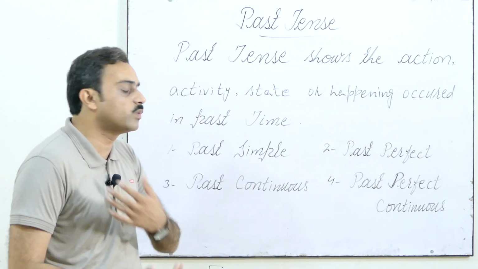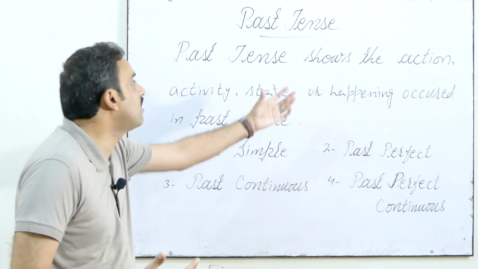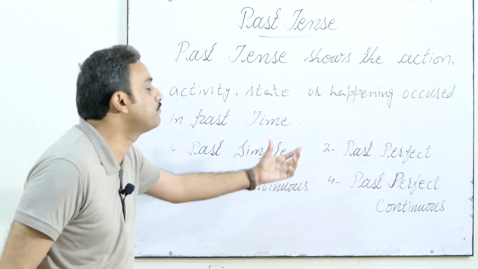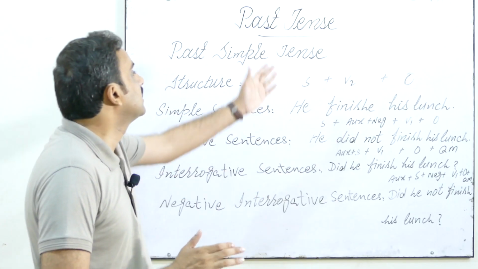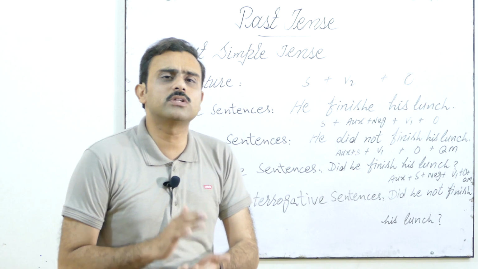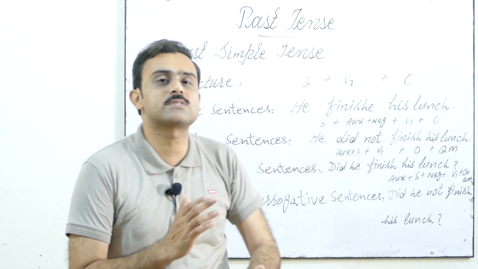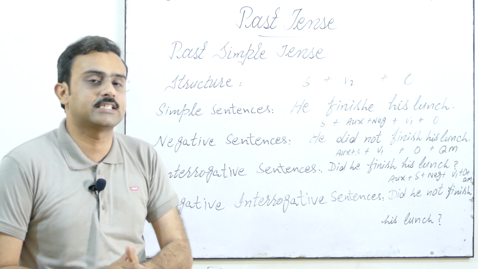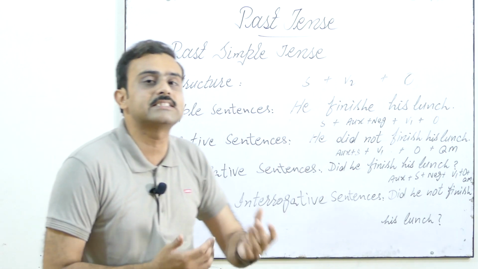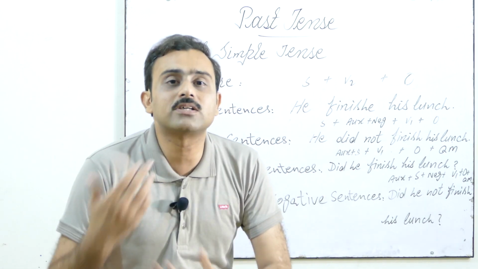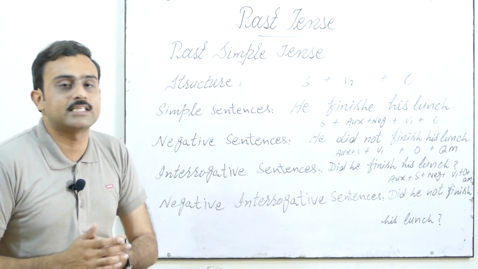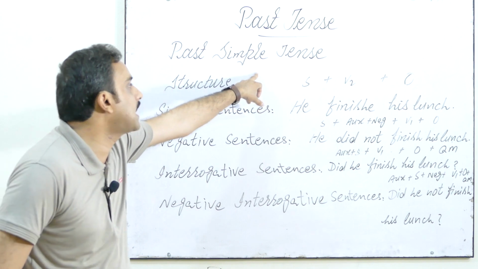So now we are moving towards the first category of past tense, and this first category is your past simple tense. As you know, this past simple tense is also known as past indefinite tense. I would like to add something more to your knowledge, that this same past simple tense is also known as preterite, P-R-E-T-E-R-I-T-E, past preterite tense. So now we are going to discuss the past simple tense.